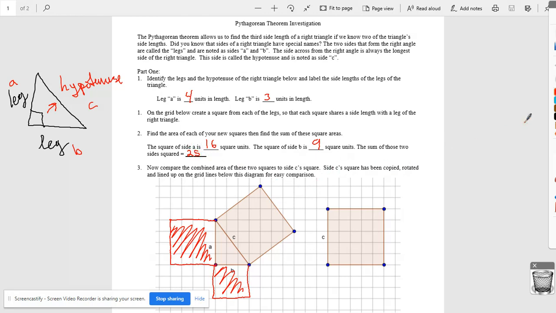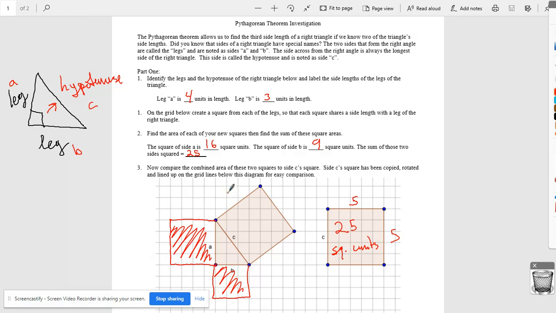Okay. So now we're going to compare the combined area of these two squares to the side C square. Side C square has been copied down and rotated and lined up for our grids. So let's take a look at side C. Well, the side C square is 5 by 5. And again, we can even just count our square units inside here. We would get 5 times 5. This is 25 square units.